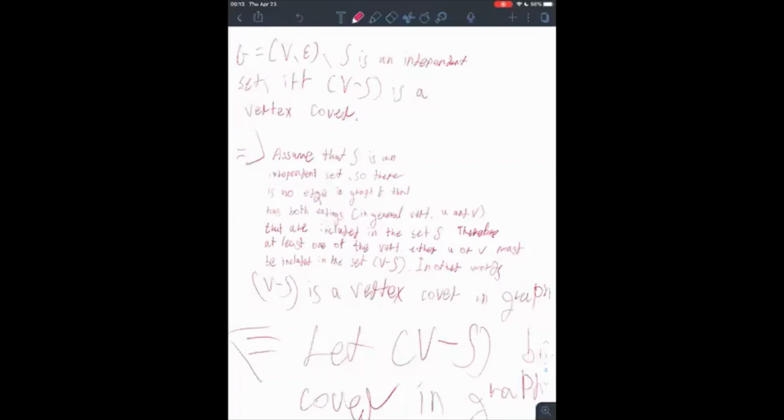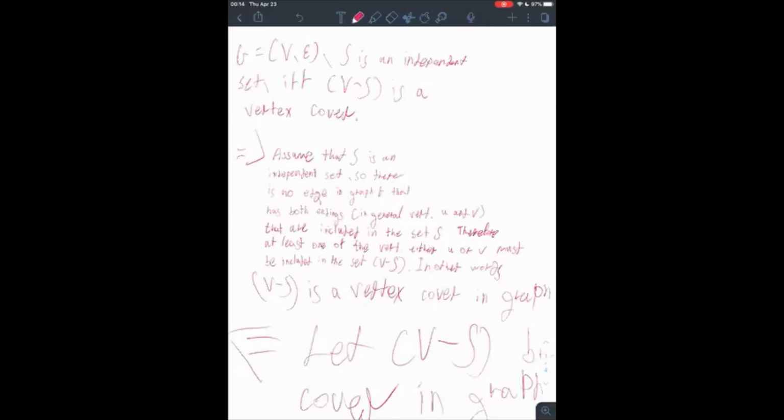All right, so we want to prove that in graph G equals (V, E), S is an independent set if and only if V, the set of all vertices of the graph, minus S, our independent set, is a vertex cover. So in order to prove that, we're going to use a classic way to prove if and only if claims. We are going to use two directions.